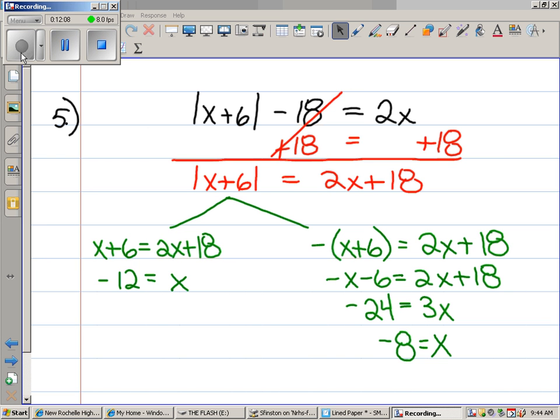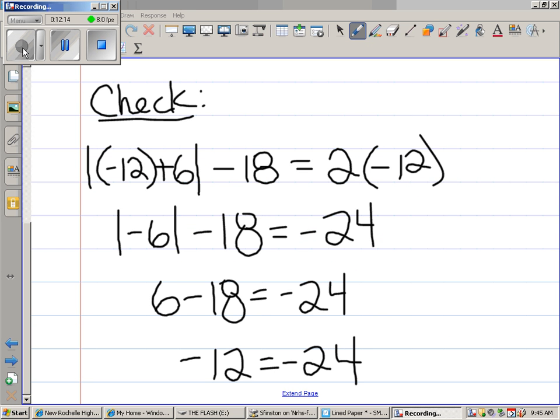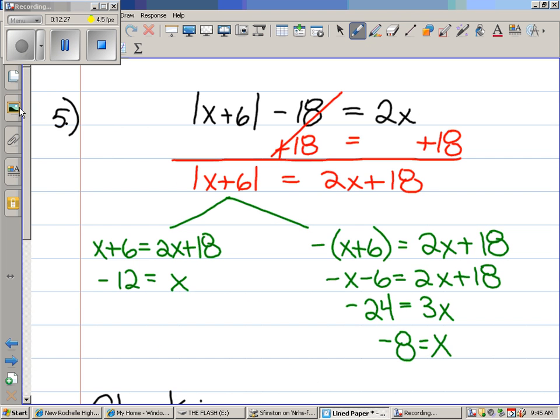What's the most annoying thing of all time that you must do with absolute values at the end? Oh, so annoying. So let's talk. Here's the first part of my check. I just subbed in negative 12. What happened? What did we get? Did it work out in the end? No. No, it did not. So guess what we're going to have to do to this negative 12?